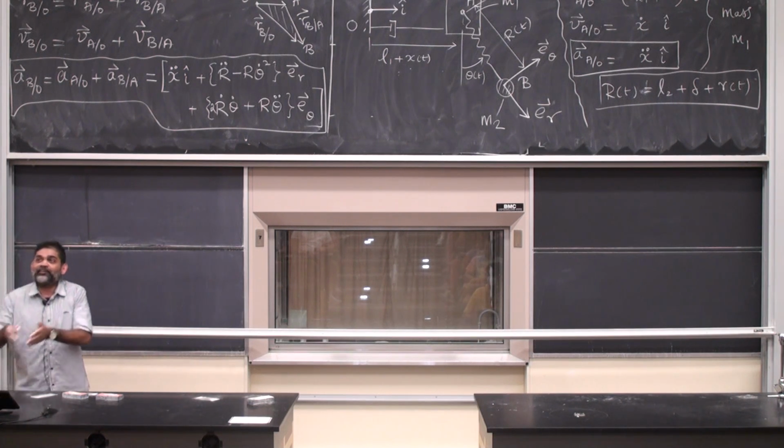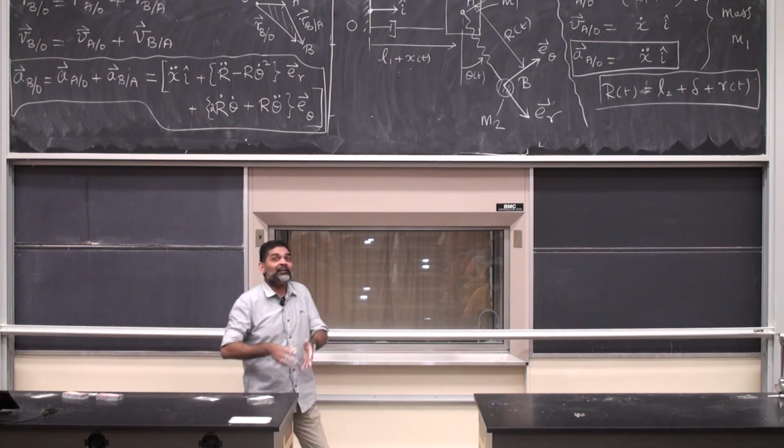Otherwise I have to take E R and break it up into components on I and J. Do the same thing for E theta. Then combine all the terms together.